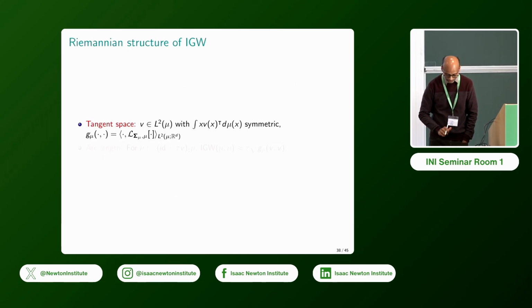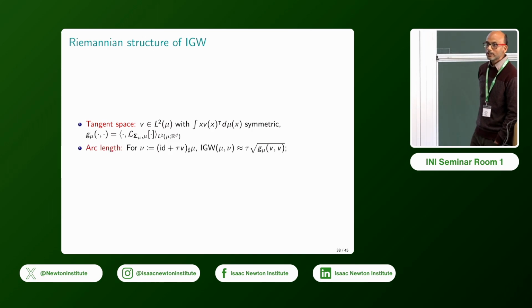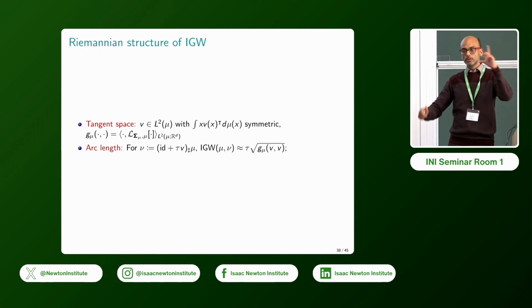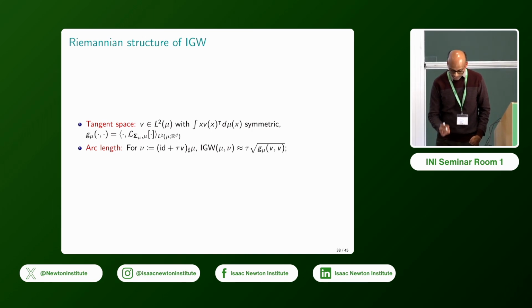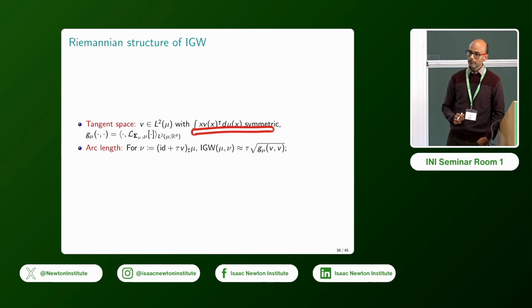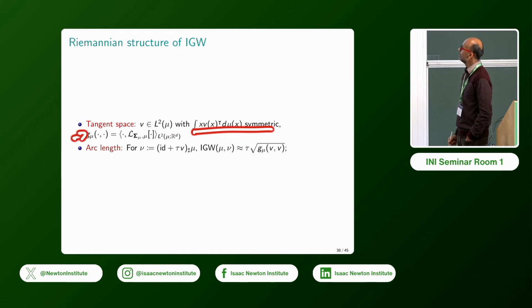Okay, in the interest of time, I'll skip that. So the tangent space in the case of this IGW is again a collection of, it's not the entire L2 like in the case of the W2. It's a collection of all those vectors such that this object is symmetric, and then you can define a Riemannian metric tensor, and the metric tensor is defined like this, right? So again, the metric tensor here takes into account both the local information and the global information through this mobility operator.